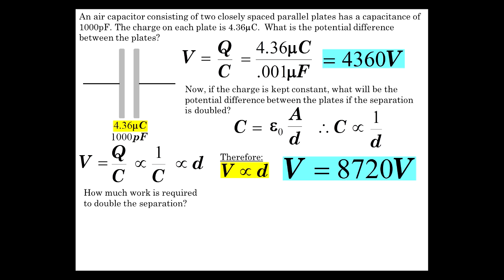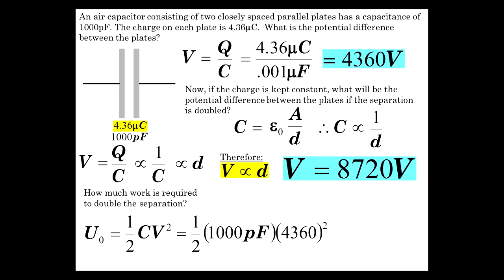Now this doesn't want to happen on its own. How much work is required to double the separation? Well, the initial energy, 1/2 CV squared, 1/2 C, 1,000 picofarads, V squared, is 9.5 millijoules. So 9.5 millijoules is the energy we have to start with.